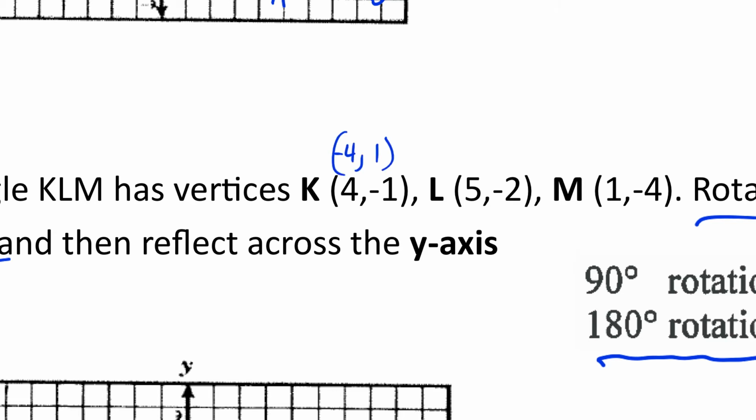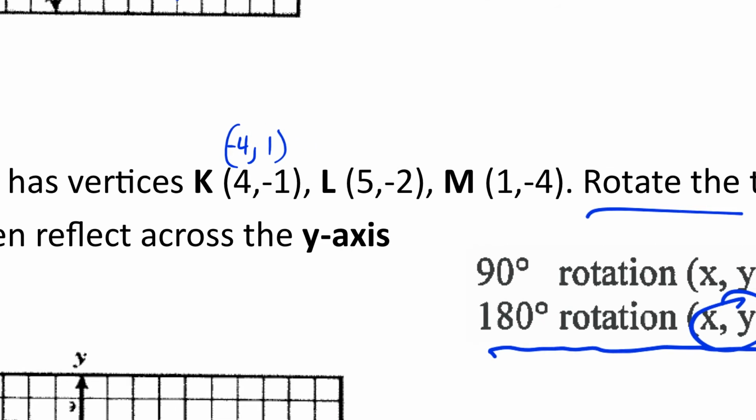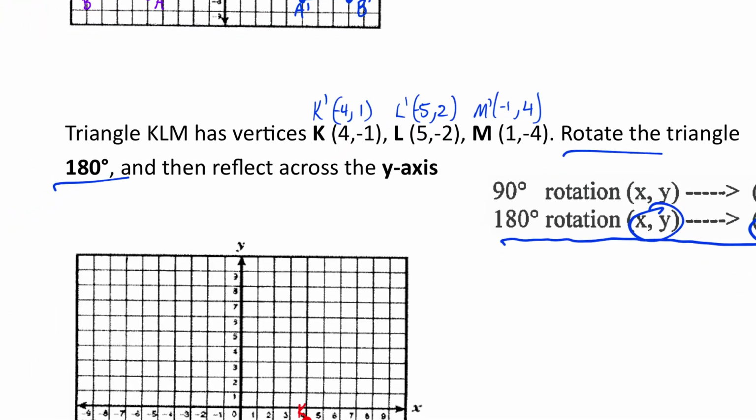Yeah, negative 4, positive 1. What's L going to be? L prime, I mean. Yeah, negative 5, positive 2. And then what is M prime going to be? Negative 1, positive 4. So that's going to be my rotation of 180.